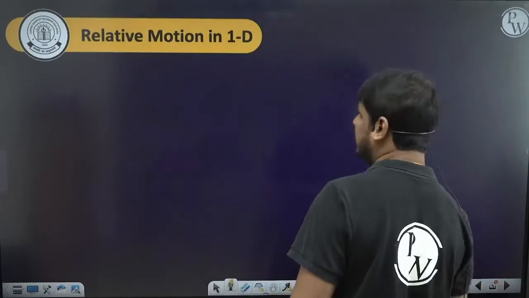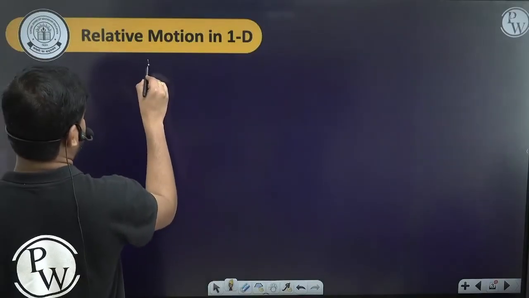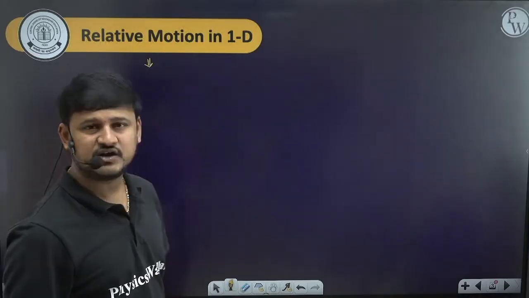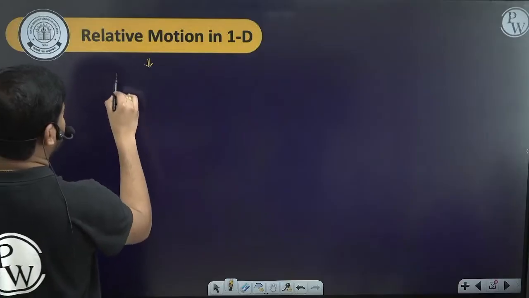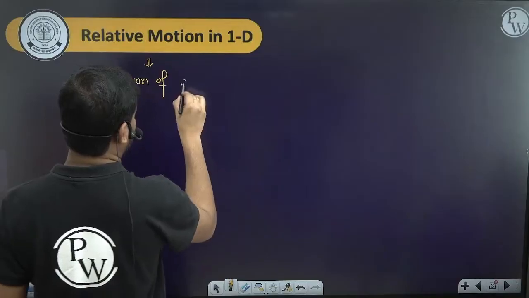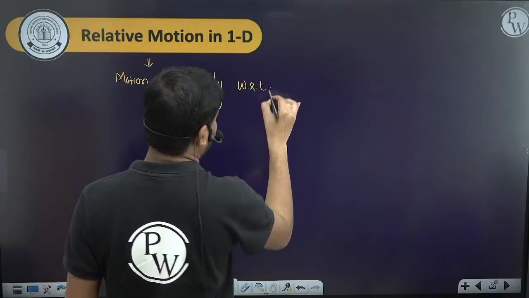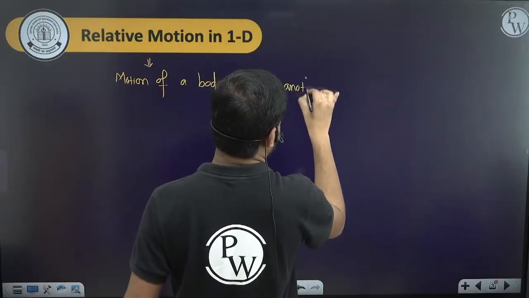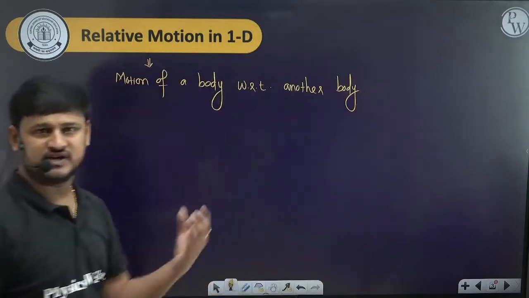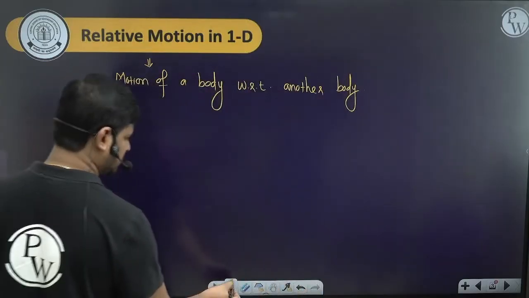So that is relative motion in 1D. See, the relative motion is nothing but the motion of one body with respect to another body. Relatively means the motion of a body with respect to another body. So it depends on the frame of reference.